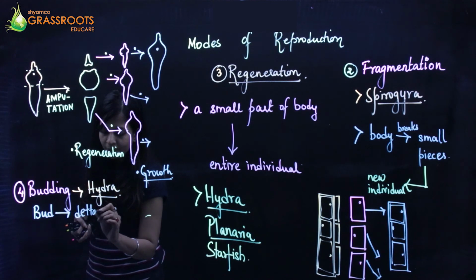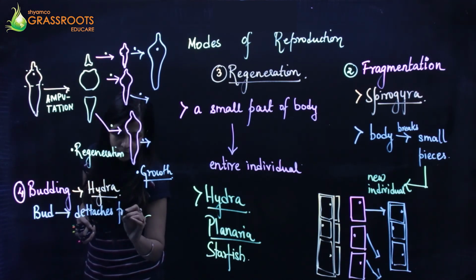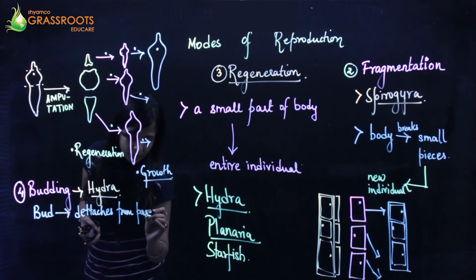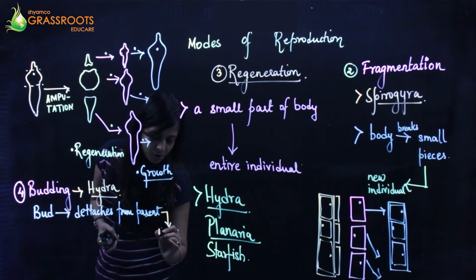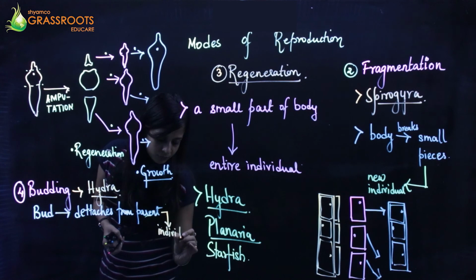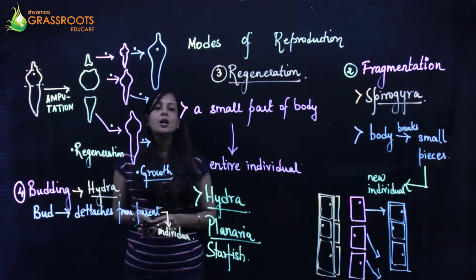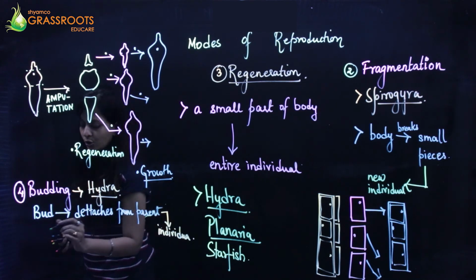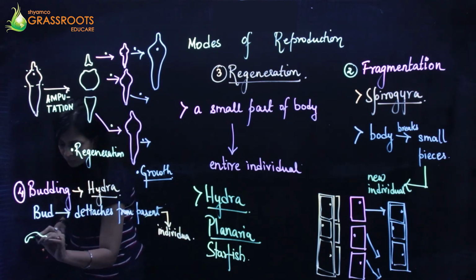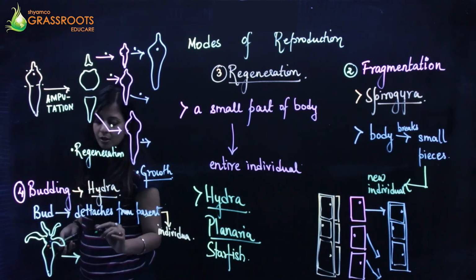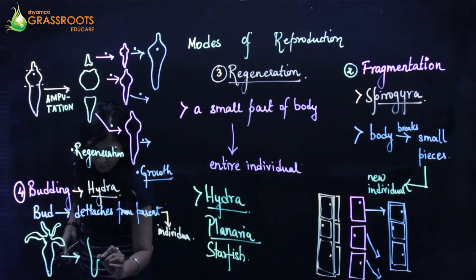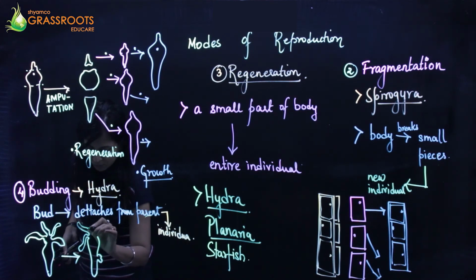So it detaches itself from the parent and finally grows into an independent individual. So if I am talking about how the Hydra looks like, these are the tentacles of the Hydra. This Hydra will now form a small outgrowth like this, which is known as the bud.